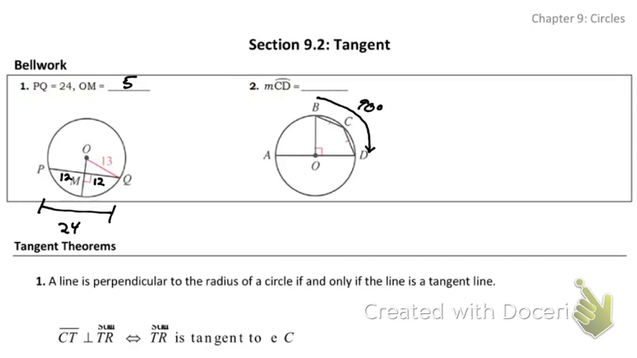Now to go a little further, since these two chords are the exact same length, it means the arcs they subtend will also be the same. So BC must be equal to CD. So that means BC is 45, and CD is also 45 degrees, so we should have 45 degrees for CD.